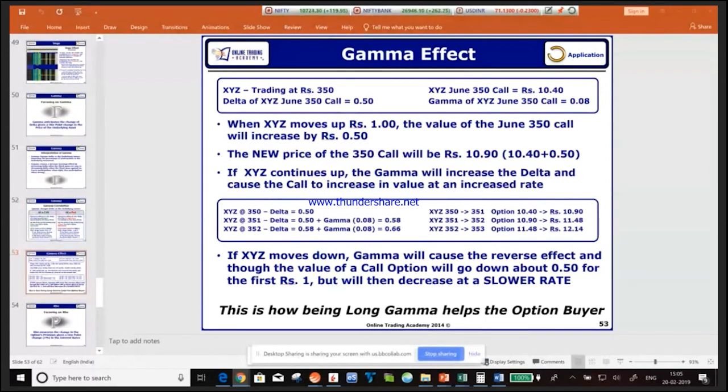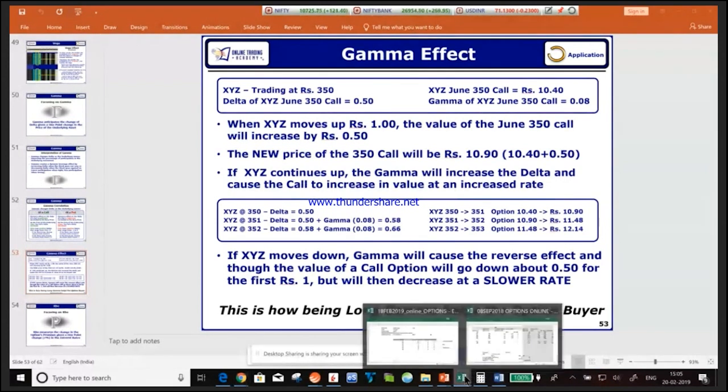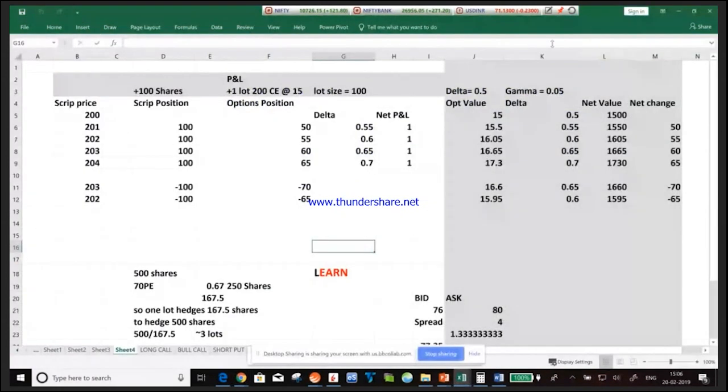This is the same as what I explained today before lunch. In this, it's the same thing.